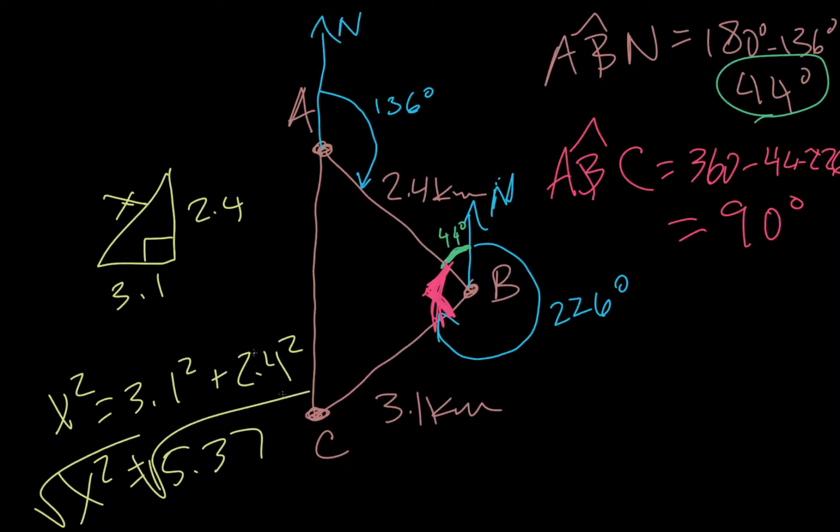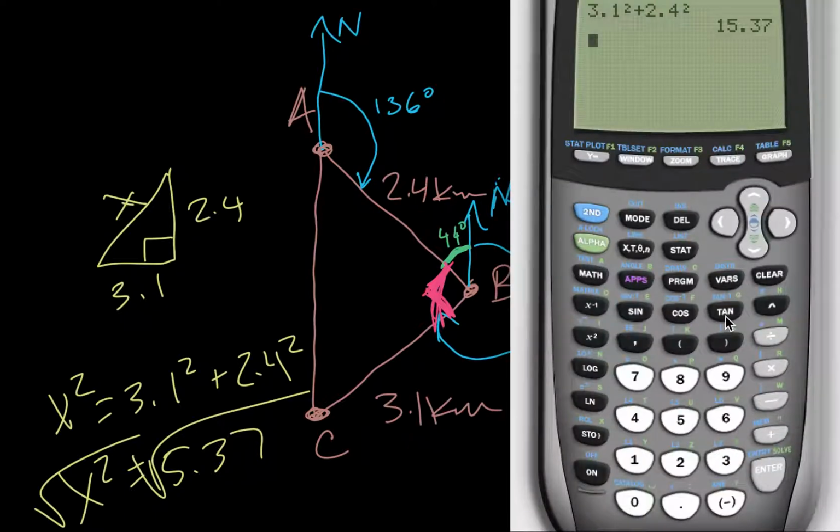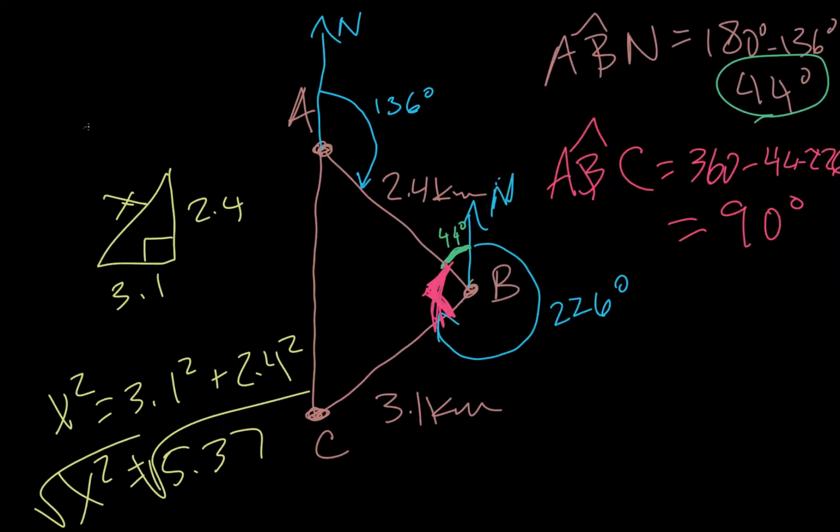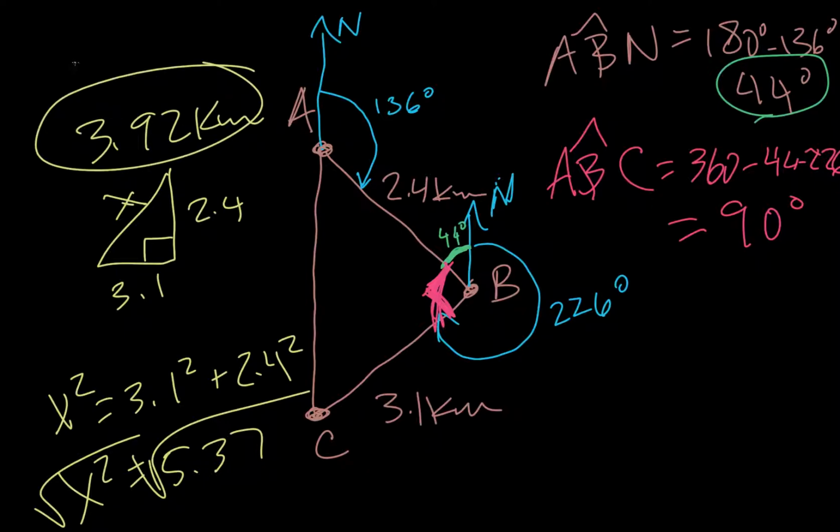We square root both sides. So square rooting, you can also raise to the 0.5 or the 1/2. And we ended up with 3.92, and that's kilometers. Okay, so that's the answer to part A, which was the distance from A to C. So I guess I'll just say AC. Okay.